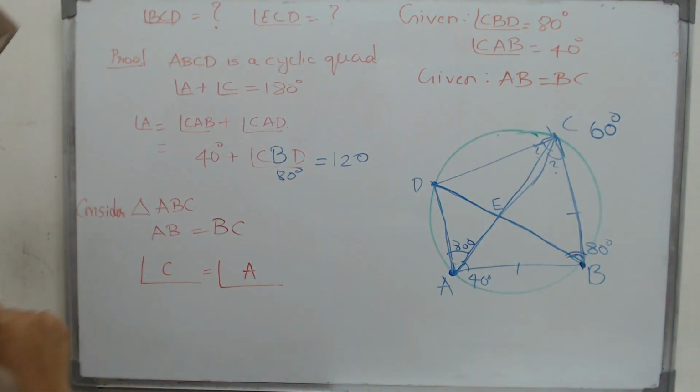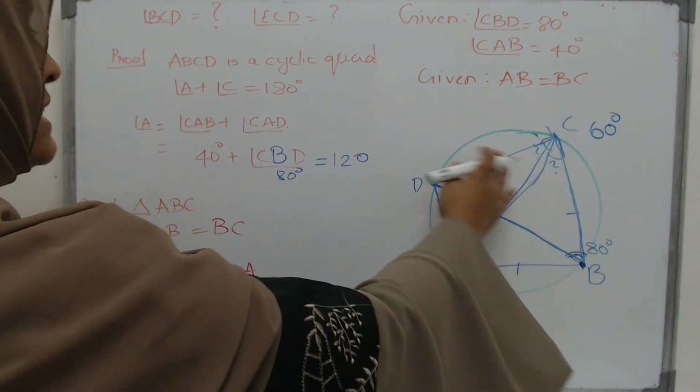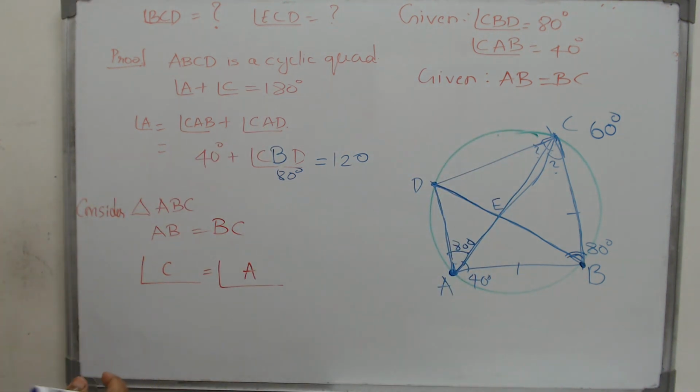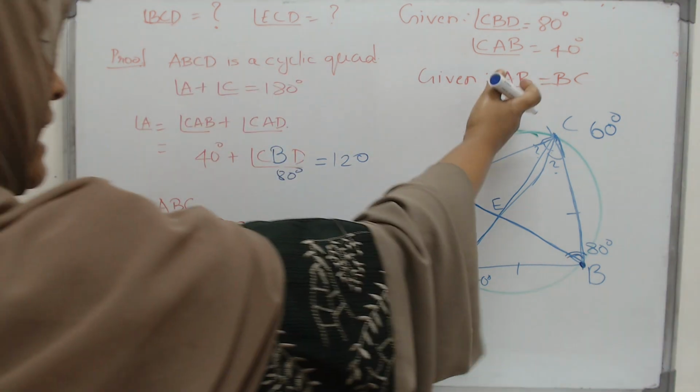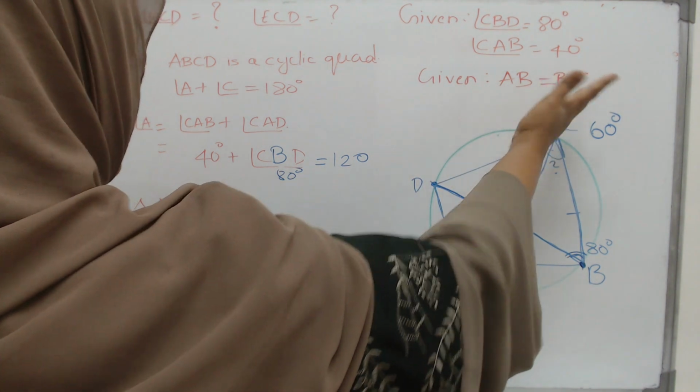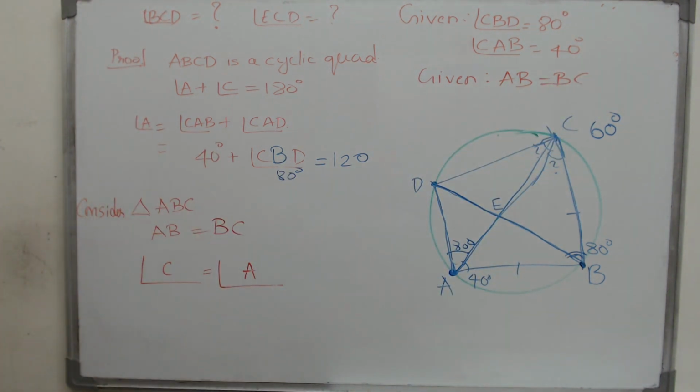But that is not what we want. We want each one separately. We want each of these angles separately. So for that, what will we do? Look at what else is given. AB is equal to BC. Now consider a triangle which will have AB and BC as its sides. Only then we can apply the theorem that angles opposite to equal sides are equal.